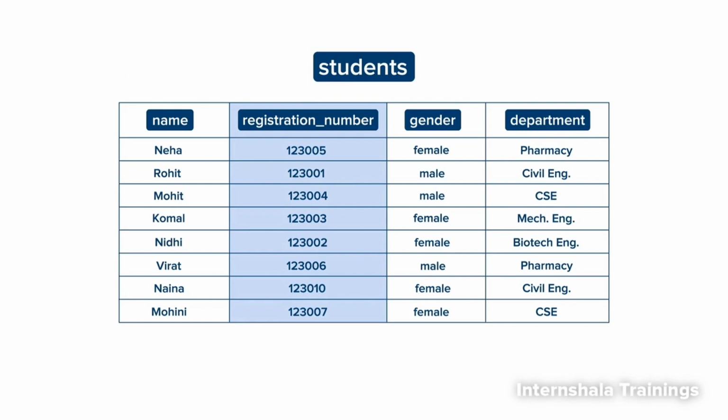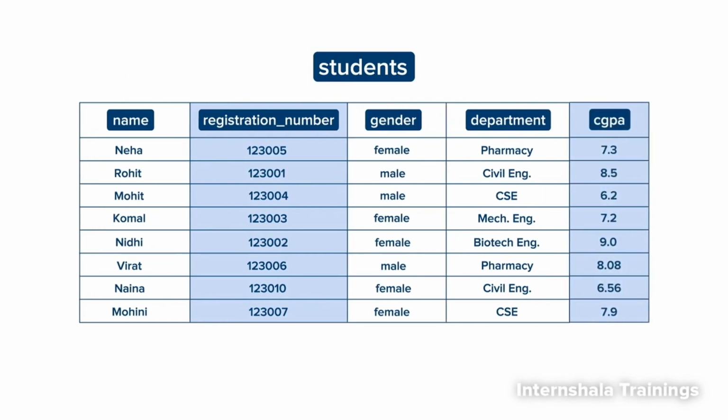Now, let's say we want to add the CGPA of students like 7.3, 8.5, 6.2 in our table in a new attribute, CGPA. Can we add this in our table using the int data type? No, because as discussed, int data type does not take decimal values. So, to add values in decimals, we use float data type.